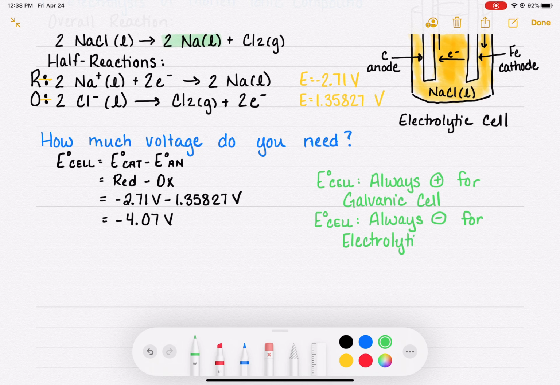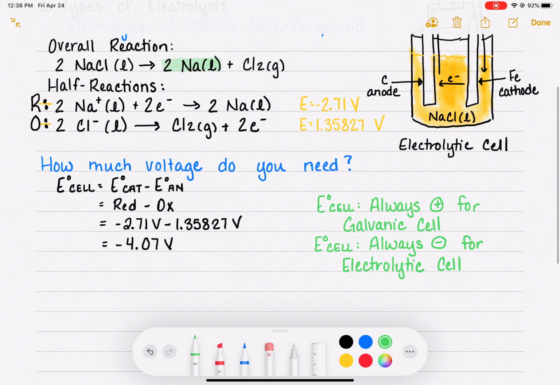I can't talk and write electrolytic at the same time. We are forcing the redox reaction to move in the wrong direction, and we are forcing the electrons to move in the opposite direction that they want to go. So when the question is, how much voltage do you need? You are always going to be getting a negative number. That's expressing how much voltage is required for the reaction to take place.